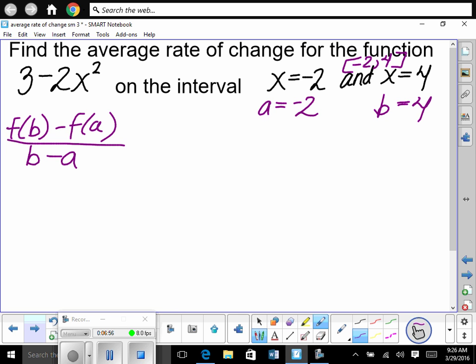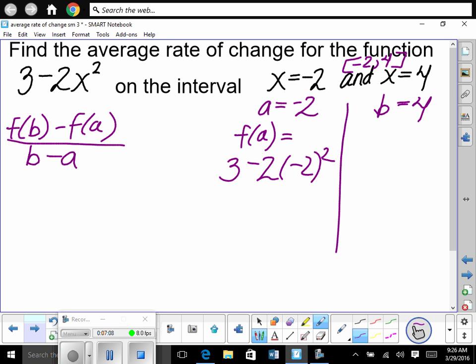So now to do the formula, I need f of a, which means my function at negative 2. So with parentheses, anytime we substitute something in, we use parentheses. So 3 minus 2 times negative 2 squared. Let's calculate that. What's f of a? Let's all practice typing it in, not watching everyone else. Here we go. 3 minus 2 times parentheses, negative 2 squared, negative 5. Does everybody get negative 5?